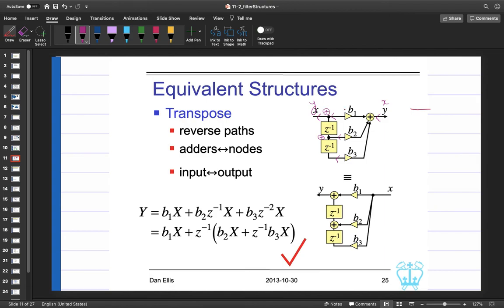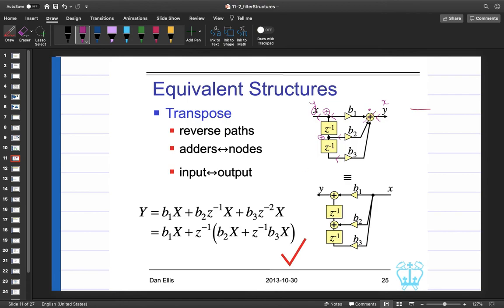And wherever the adders were, I make them into nodes, right? So this one becomes a node. And then inputs become outputs. So the input to this component becomes the output. Basically the direction is reversed. So B1, instead of pointing left to right, now points right to left. This is an equivalent implementation. It's called the transpose implementation.